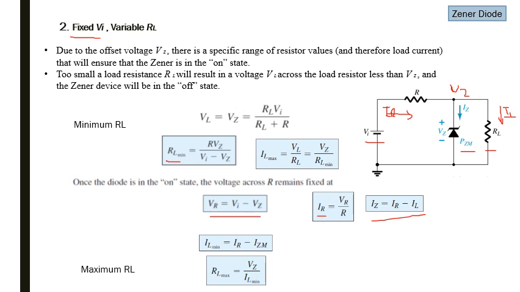So in other words, we have derived equations for a minimum value of RL and a maximum value of RL. That means we found a range of RL.